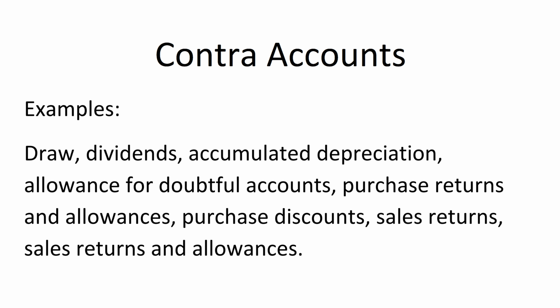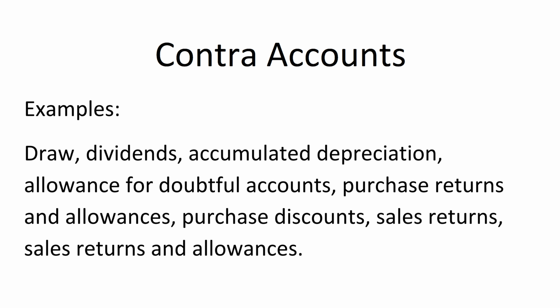So the other exception to our general rule besides revenue and expenses are contra accounts. And contra accounts are accounts that are attached to a parent account. So they're like a subsidiary account or a child account, but they're attached to a parent account, and whatever parent account they're attached to, they work the opposite from that parent account.